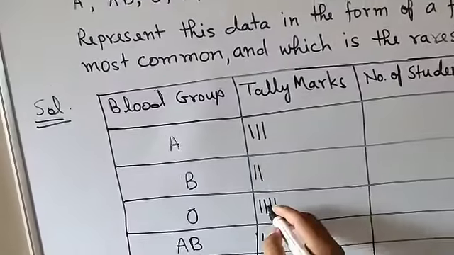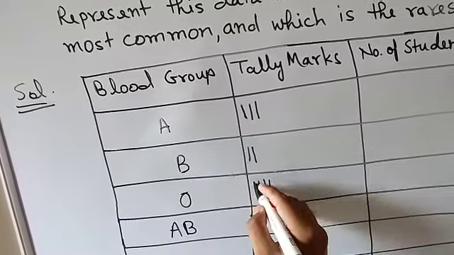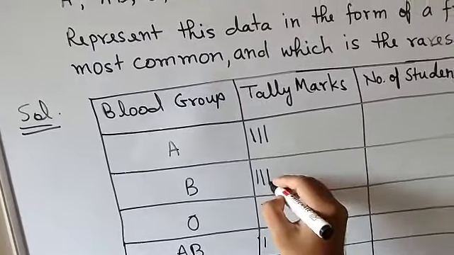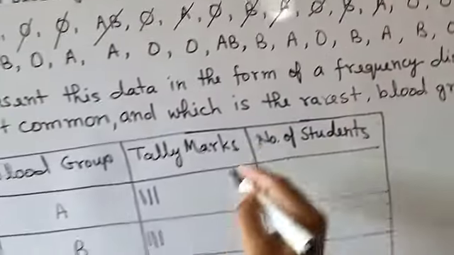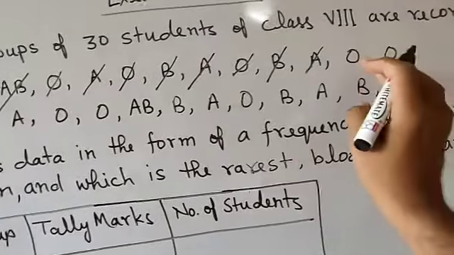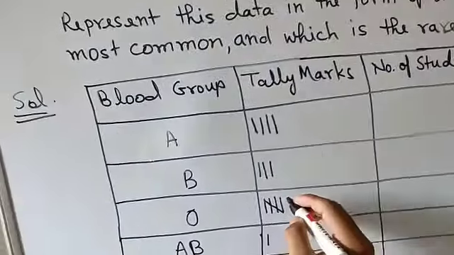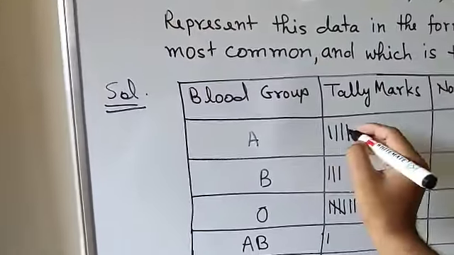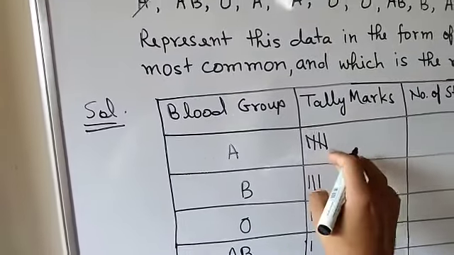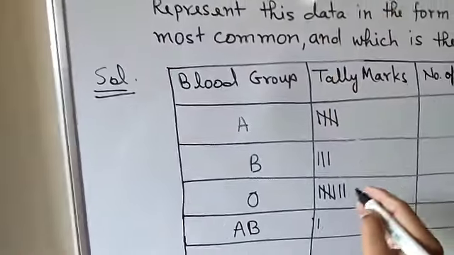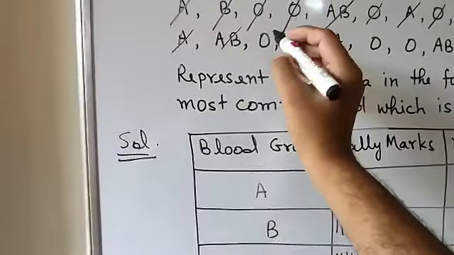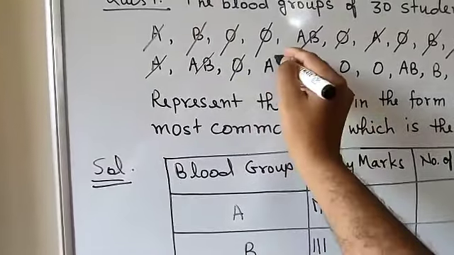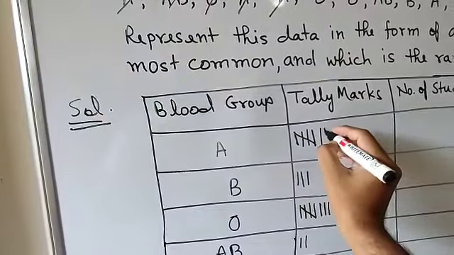Now O. Here I had already drawn four, so for the fifth one you will cut across. Now B, so here it is B and here B. Now A, cut the A and here it is A. Now OO, two O are there, so cut these two O and here it is 1, 2. Now A, cut the A and here 4 is there, so for the fifth you will mark it like that. AB, cut the AB and here it is AB. Now O, cut the O and here it is O. Now AA, two A are there, so I cut the two A and mark two.